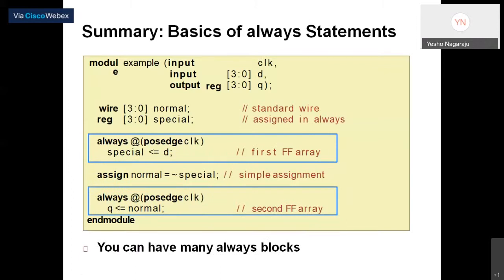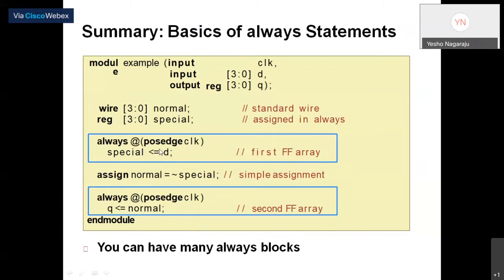Now, in a module, we can have more than one always block. Here we see two always blocks and one continuous assignment statement. Now these always blocks and this assign statement execute concurrently. That means they are working simultaneously. This is independent from this, and all three are working simultaneously, all three are active at a time.